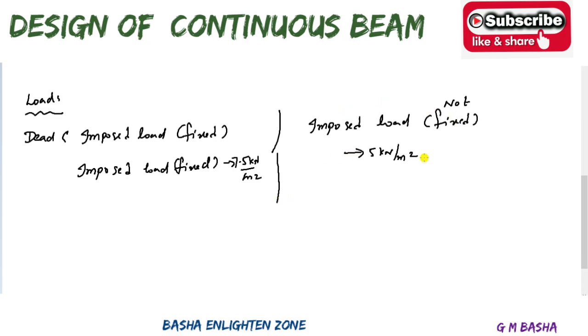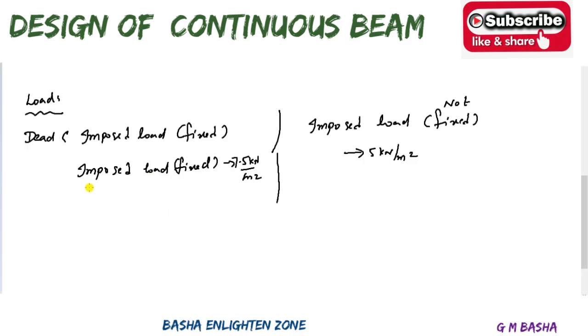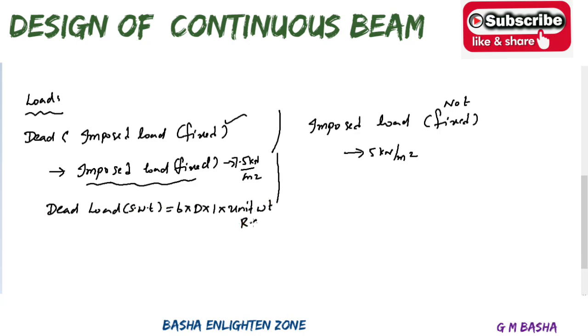So see here, one data will be given: imposed load not fixed is 5 kilonewton per meter square. So in the code book the direct value will be there, imposed load not fixed. And again one more data according to the code book. According to the code book the data will be dead load and imposed load fixed, but in the question they will give an imposed load fixed, but here dead load is lacking in the question, therefore we can take dead load also. For taking the dead load we know the condition, dead load is the self weight which is b into d into 1 for 1 unit meter into unit weight of RCC. We know this condition already, we solved a previous problem like this only.